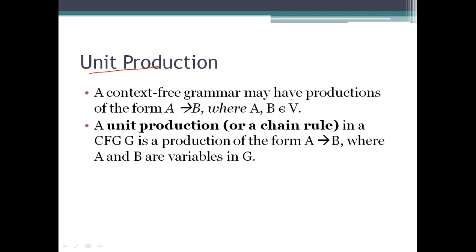A CFG may have productions of the form A is rewritten as B, where A and B belong to the non-terminal alphabet. So a unit production or a chain rule in a CFG G is a production of the form A is rewritten as B, where A and B are variables in G. This type of production is called a unit production.